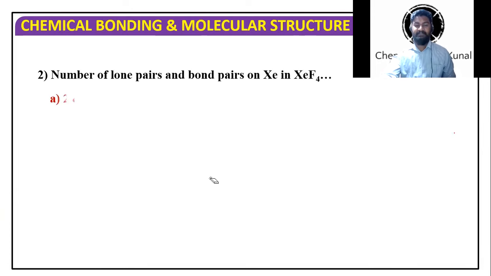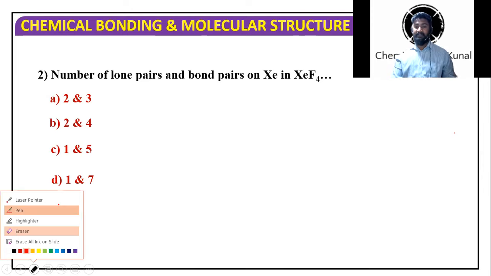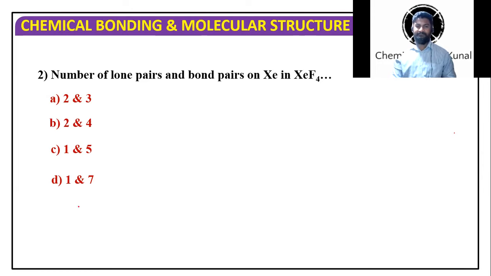First question. They're asking how many bond pairs and lone pairs do we have in XeF4? So pause the video, take a minute, do it. If you want to pause longer, you can pause it longer on your own. So what answer have you got? It could be A, B, C, D, anything, right? So let us see what the real answer is.